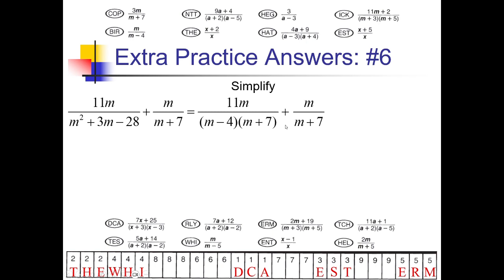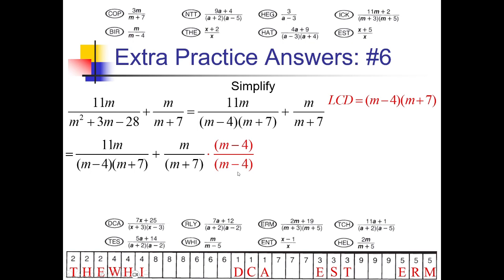So for my LCD, definitely have an m minus 4 and an m plus 7. And looking at my second fraction, the m plus 7 already is there, so we're good to go. So my first fraction is fine the way it is. We already have the LCD there. For the second fraction, we're missing that m minus 4. So let me multiply by m minus 4 over itself.